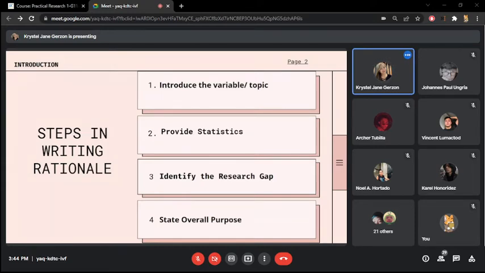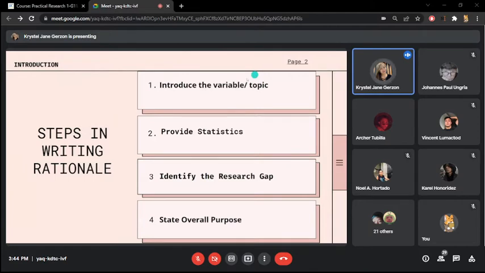So here are the steps in writing your rationale. First, of course, introduce the variable or the topic. Do not be confused if ever I would say variable. I just mean topic, okay? A variable or topic is just the same. Variable in research is anything that you measure, manipulate, or explore in research. So it's just the same with topic. And in qualitative research, we tend to use the term topic instead of variable. But in case I would say variable, then you'd know what it is. It just means topic.